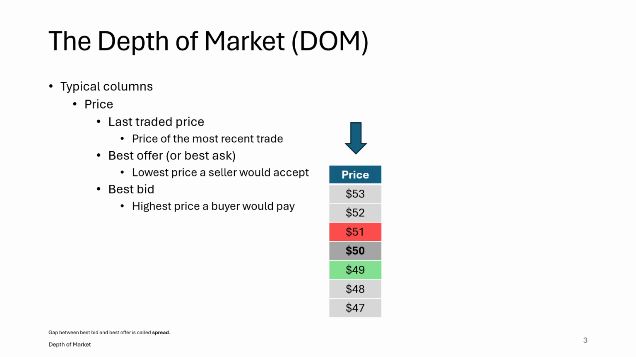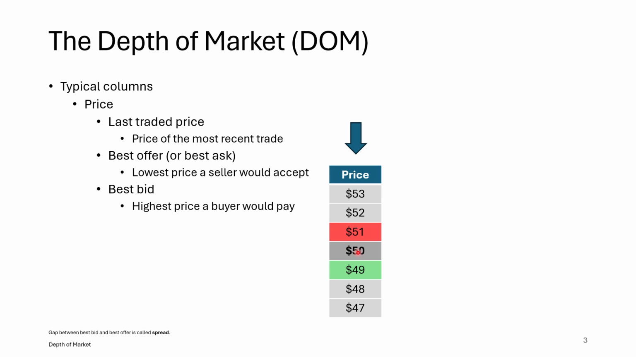So let's have a look at the typical columns of a DOM. The first column typically is the column that shows the price. It's also called the price scale or the price ladder. What you can see here is, of course, a fictional market with fictional prices. So don't be confused by the numbers that you see here. It's just an example. Every market has different prices, right? So this is just an example. But at every level, you have an individual price. And what you can see here is the last traded price in the middle, which is the price at which the most recent trade occurred.